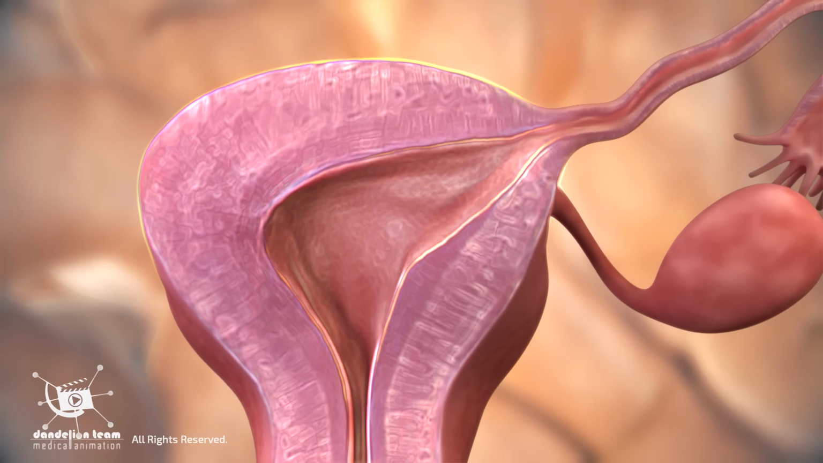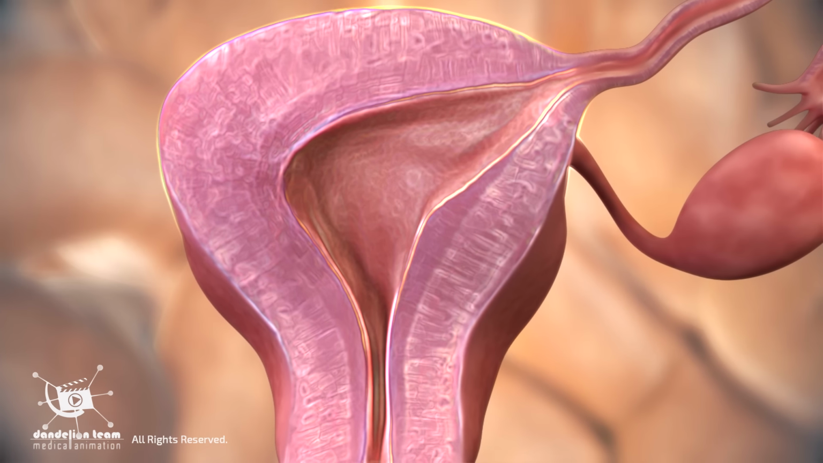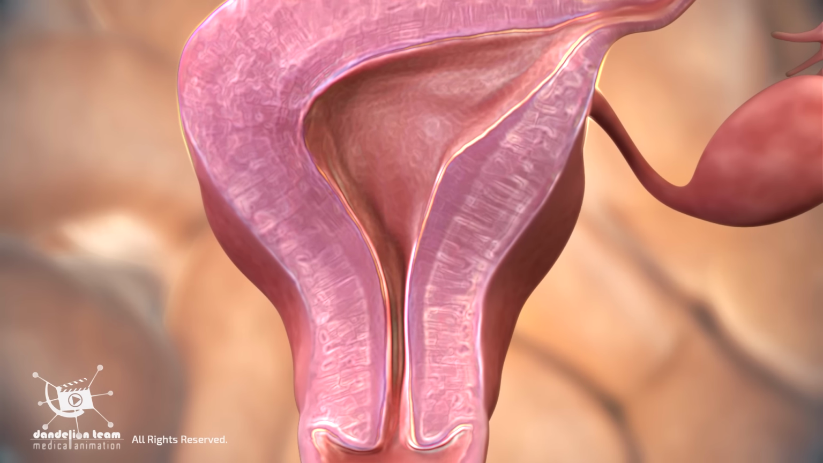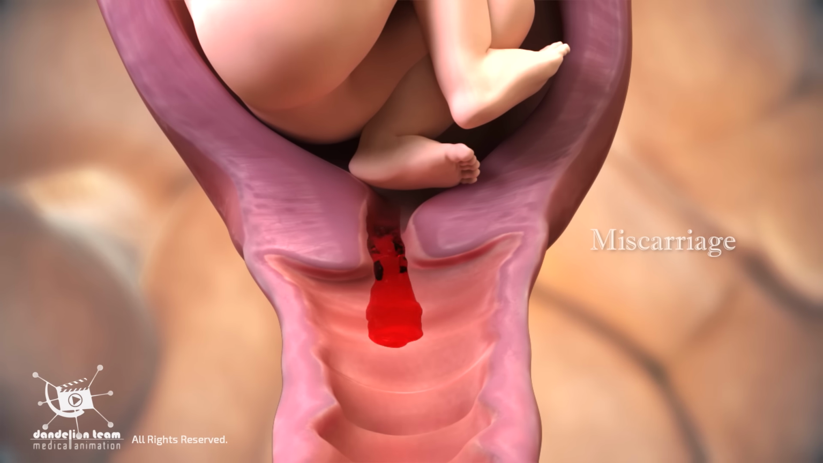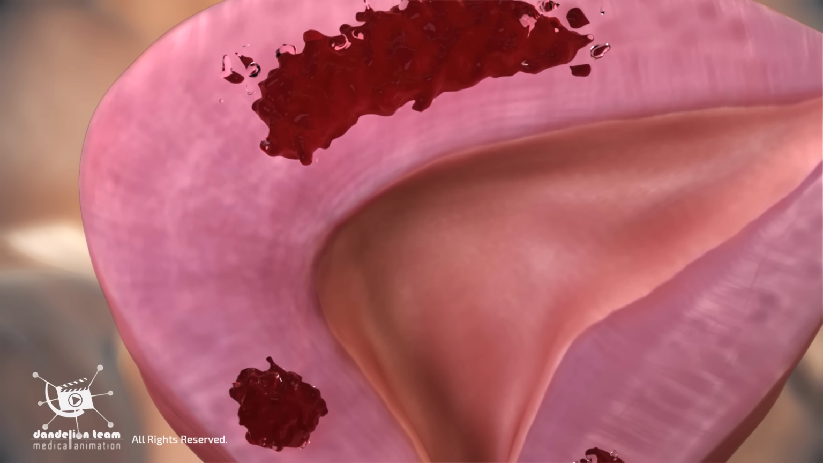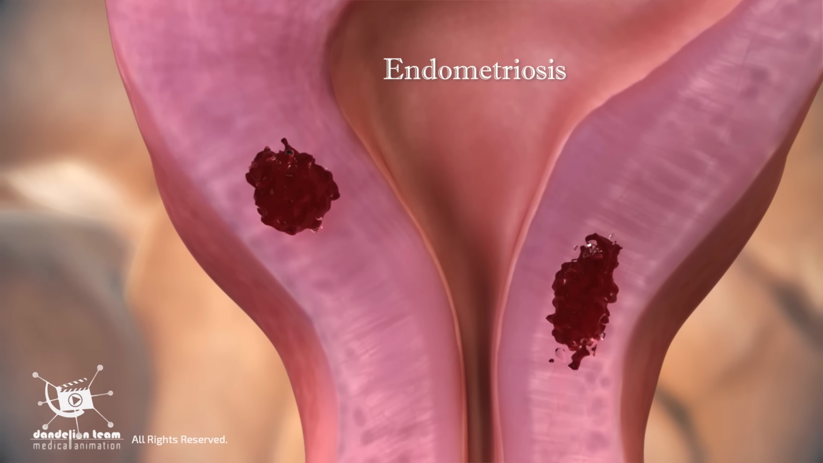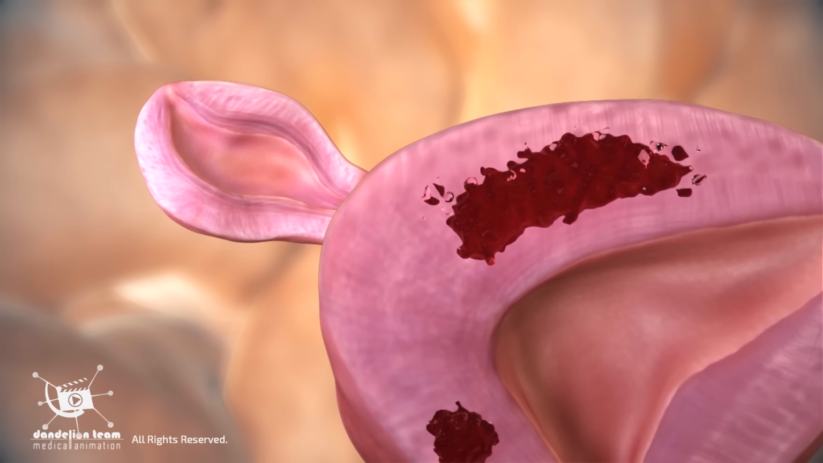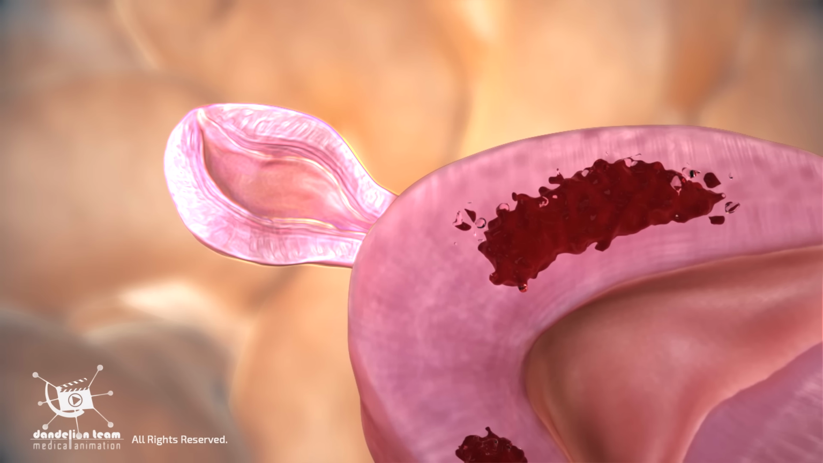Clinically, a unicornuate uterus is important because the reduced uterine size and altered shape may increase the risk of miscarriage, preterm birth, abnormal fetal positioning, and in some cases, complications such as endometriosis, particularly if a non-communicating rudimentary horn is present.